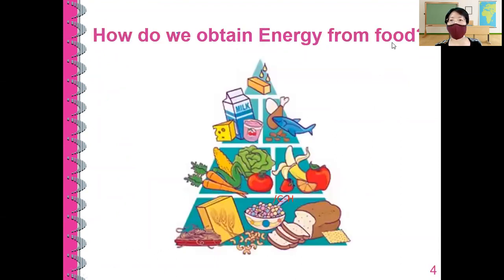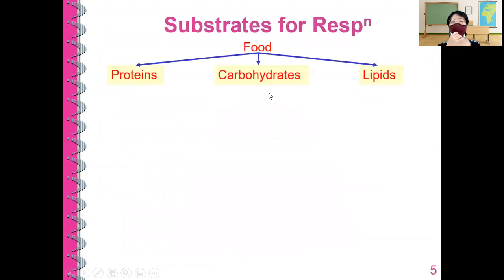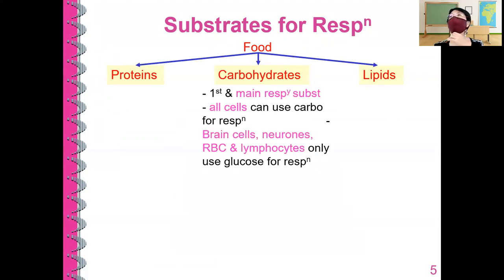Okay, right. So how do we obtain energy from the food? Let's start with the food. Food contains carbo, lipids, and proteins. Let's start with carbohydrate first. How do you obtain energy from carbohydrate? It is by respiration, right? So carbohydrate is the first and the main respiratory substrate. Why? Because all the cells in the body can use carbohydrate for respiration, like brain cells, neurons or nerve cells, red blood cells, lymphocytes. These cells can only use carbohydrate for respiration. That's why carbohydrate is the main respiratory substrate.